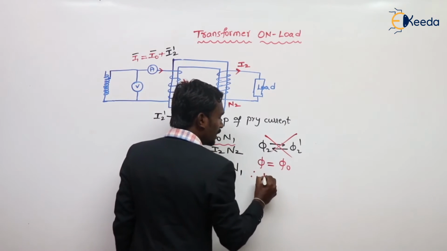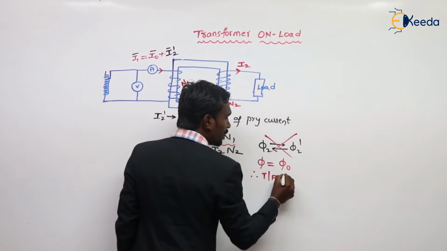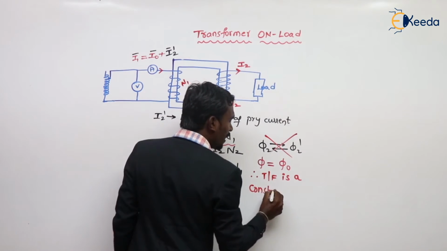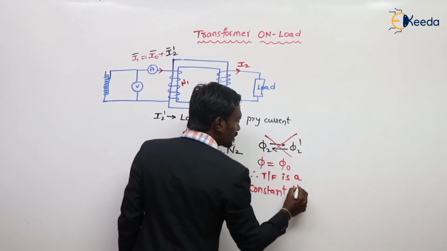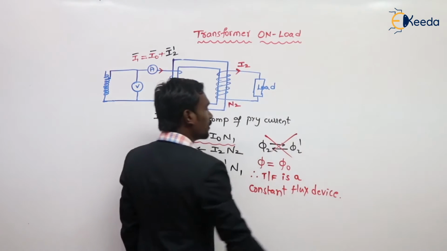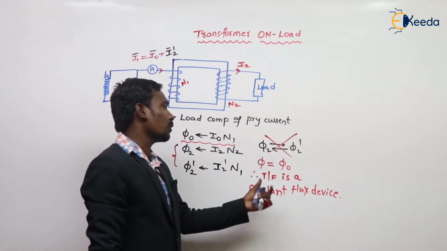That's why the transformer is a constant flux device. This is the conclusion here.